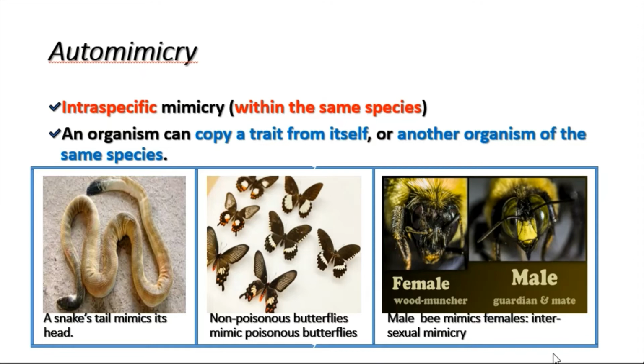Another type of automimicry is intersexual mimicry. In this case, a male organism will copy traits from a female organism, or a female organism will copy traits from a male. For example, a female carpenter bee can sting, while a male carpenter bee cannot sting. Therefore, the male carpenter bee looks like the female carpenter bee for its survival advantage.